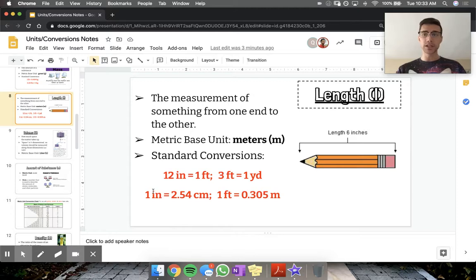1 inch is the same as 2.54 centimeters, and 1 foot is the same as just a little less than a third of a meter. Okay, so 0.305 meters. But again, length is really just how long is something, or what is the distance from some point to another point. Okay.